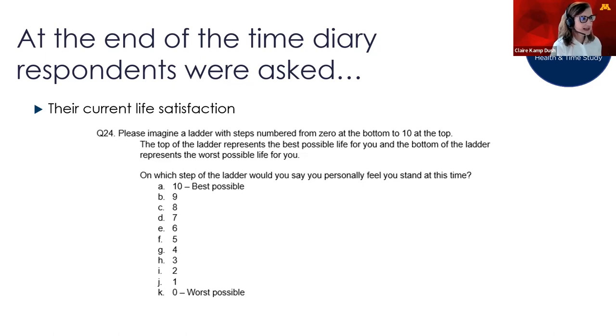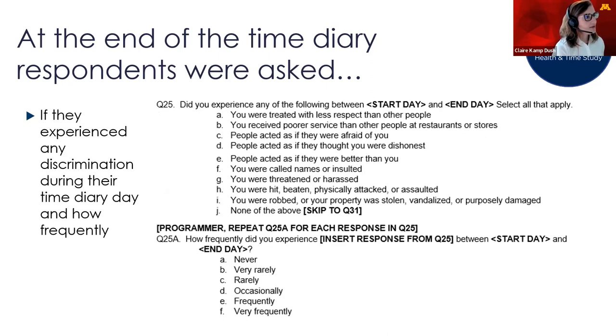Okay, then at the very end of the time diary, at the end of the day, after they answered all the items, they were again asked the Cantril scale, which is: on which step of the ladder would you say you personally feel you stand at this time? You were also asked if you experienced any discrimination during that day, and these are some of the same items that we have in the main survey about discrimination. And then we also asked them how frequently, if they endorsed one of these items, like for example, if they endorsed people acted as if they were better than you, then we asked how frequently did you experience that between the start of the day and the end of the day.